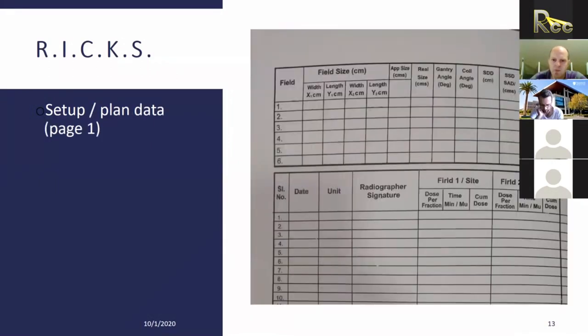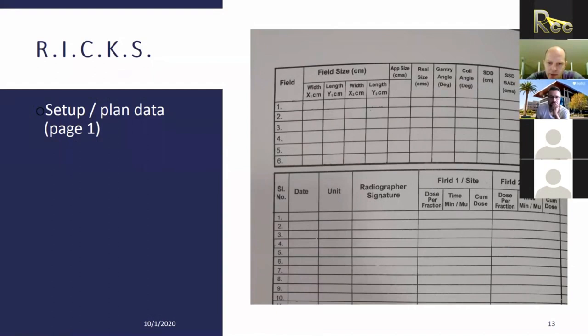Yeah, that's right. And then another part of that, we have here each field, the field information, the applicator size, the real size. I'm guessing this is, I don't know if this is on the skin or something along those lines, or at the isocenter or something. Gantry angle, collimator angle, SSD, wedge counts. So basically each field information that's being potentially, I'm assuming, manually put in for each field.